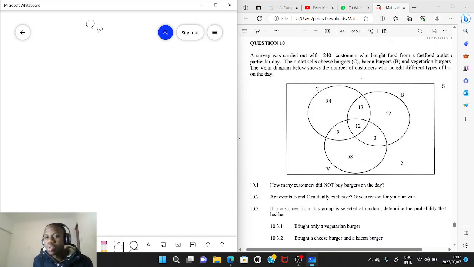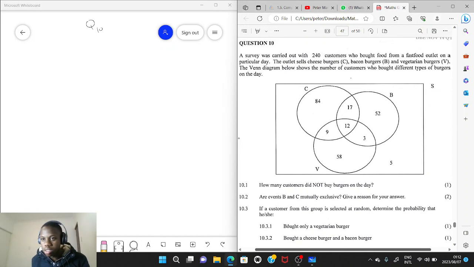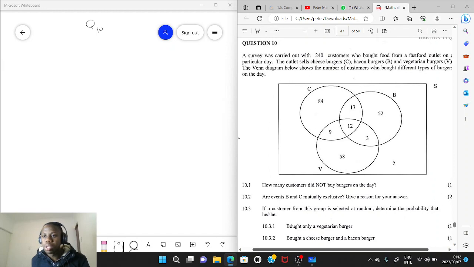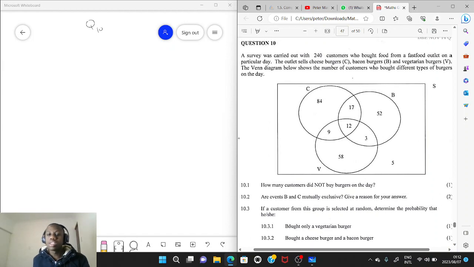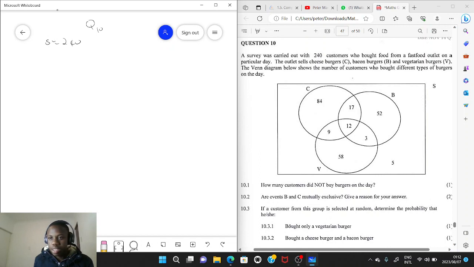A survey was carried out with 240 customers who bought food from fast food outlets on a particular day. The outlet sells cheeseburgers, bacon burgers, and vegetarian burgers. So we know that our sample size from the question is 240. We have 240 customers, and then we have three events, representing three circles. So now we can see our Venn diagram.